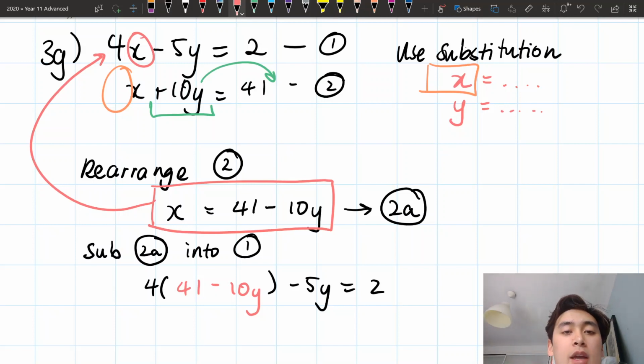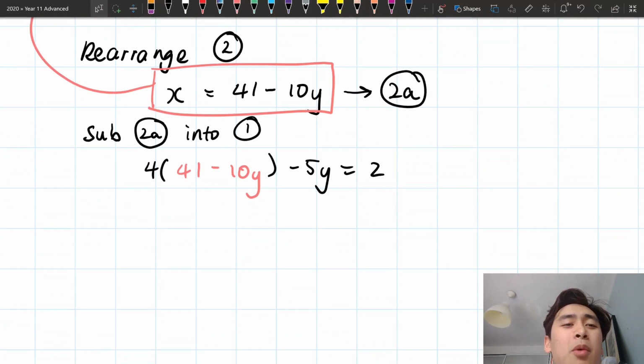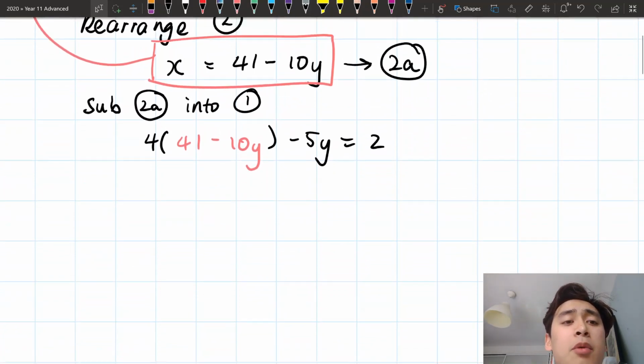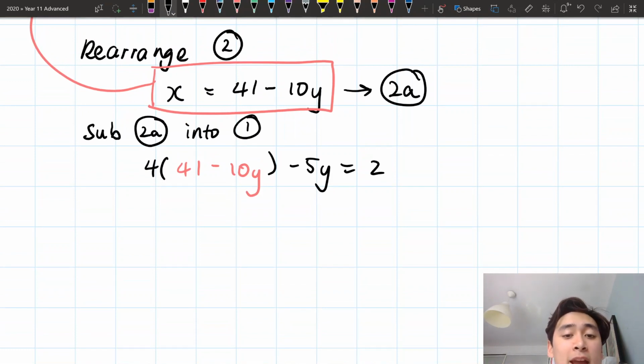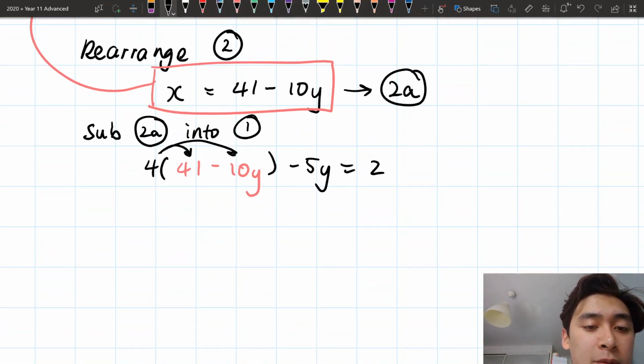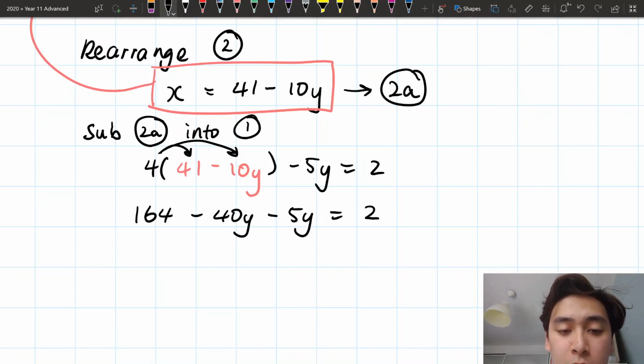Great. Now that I've done that, what do I need to do? Well, if we're trying to solve this equation, I probably want to get rid of those brackets so it makes it a little bit easier to work with. So I'm going to expand it out. I'm going to do 4 times 41 and then 4 times minus 10y. So here I'm going to get 164 minus 40y minus 5y is equal to 2.